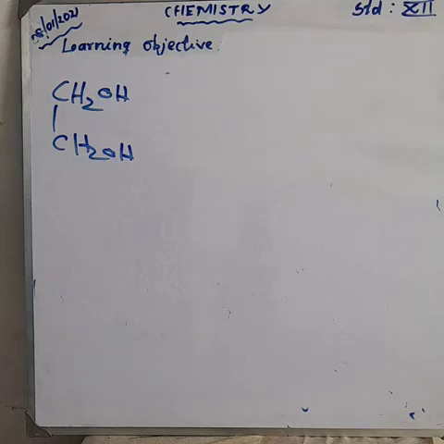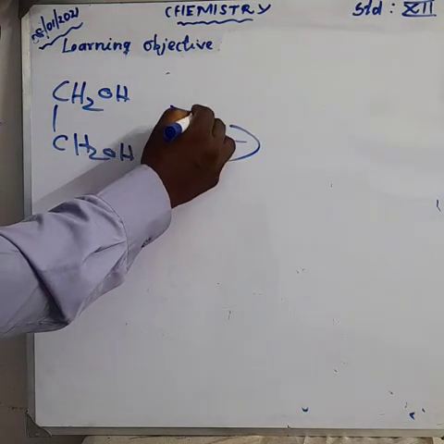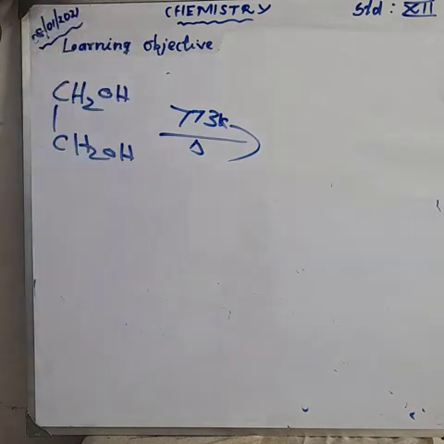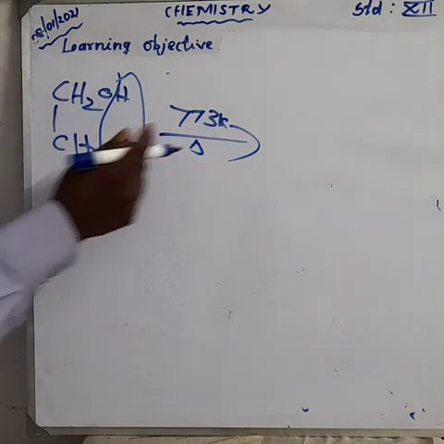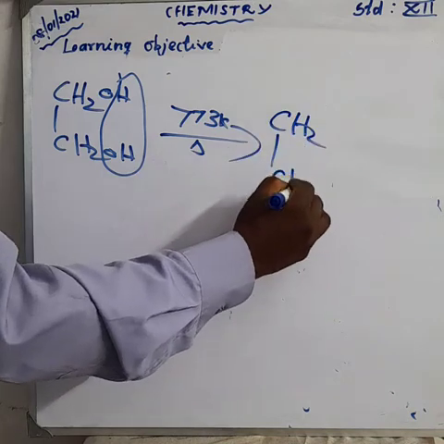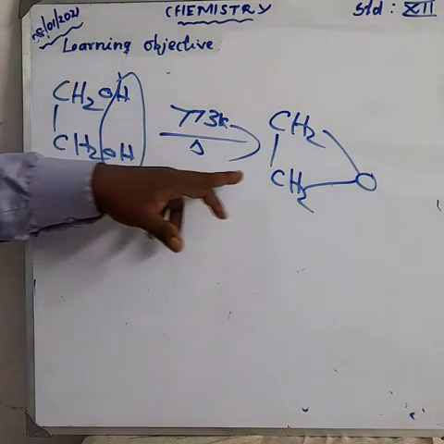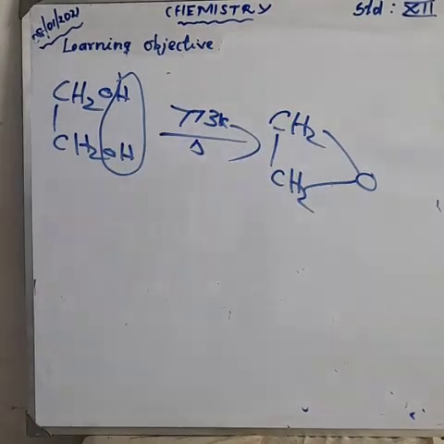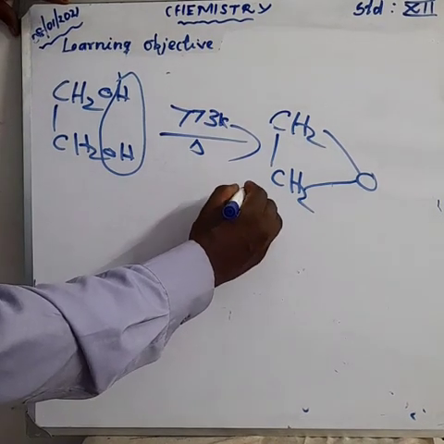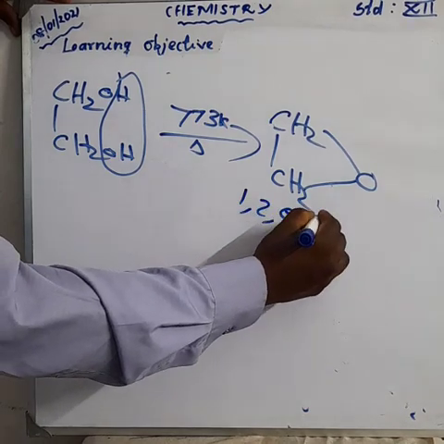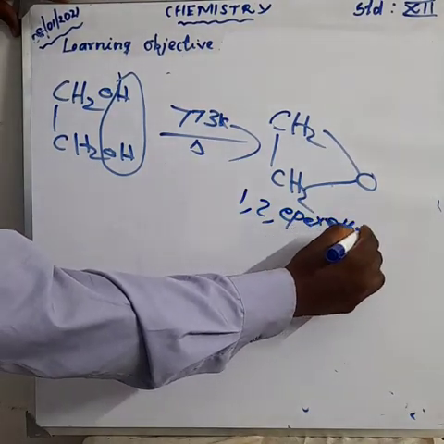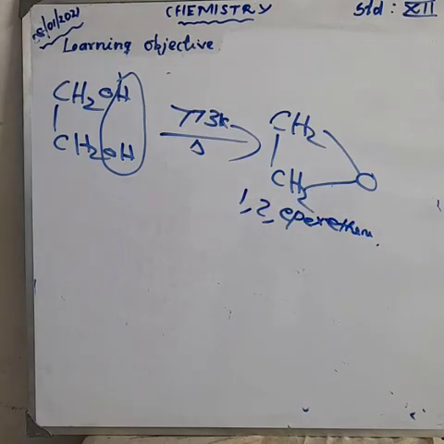This ethylene glycol on heating at 773 Kelvin, water is removed, hydrogen combining with OH to form water. So the product is CH2-O-CH2, with an oxygen bridge. It is called ethylene epoxide, otherwise called ethylene oxide. We can write the IUPAC name 1,2-epoxyethane.